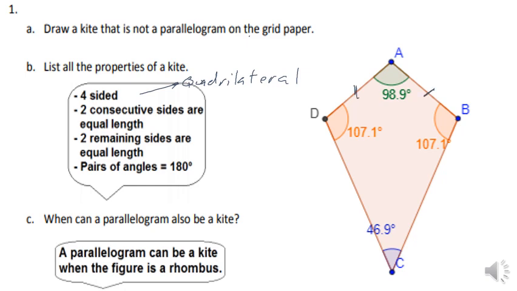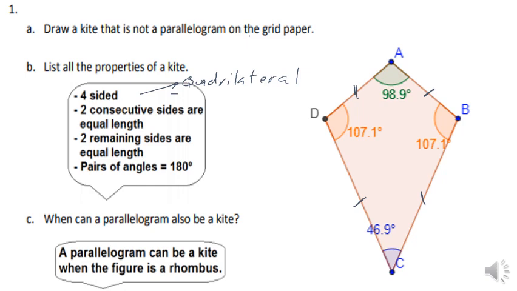Next it says 2 consecutive sides are of equal length. And it's basically saying this side and this side are of equal length. And that is true. When you say consecutive sides, adjacent sides, it just means the 2 on top are of equal length. Next one says 2 remaining sides are of equal length. And that's true. This side and this side are equal length.